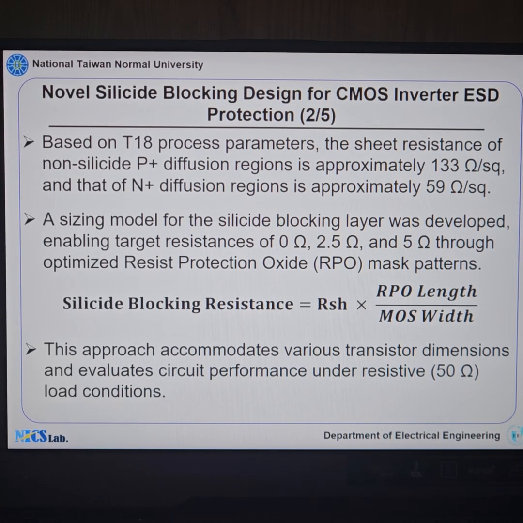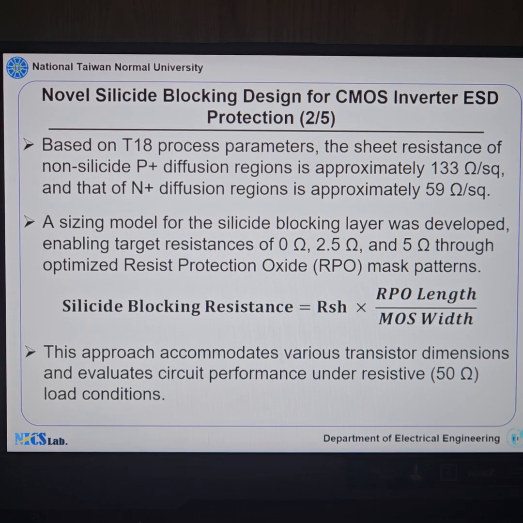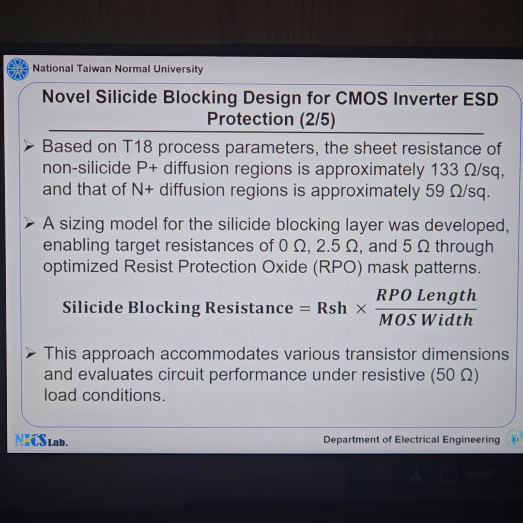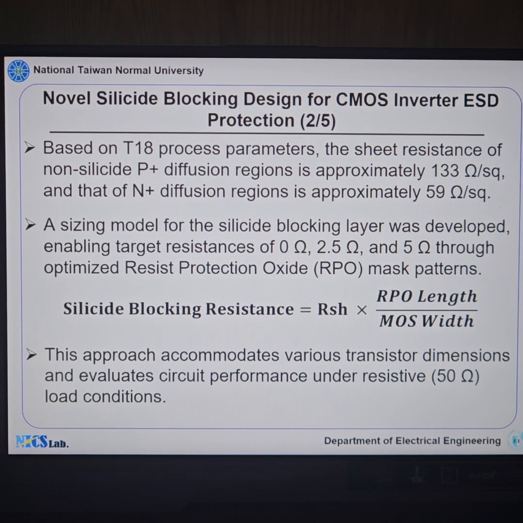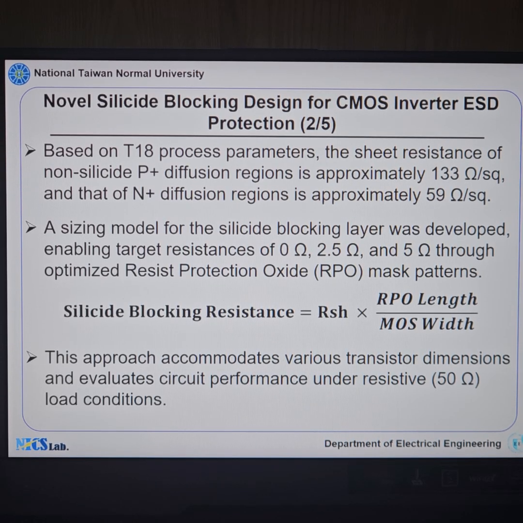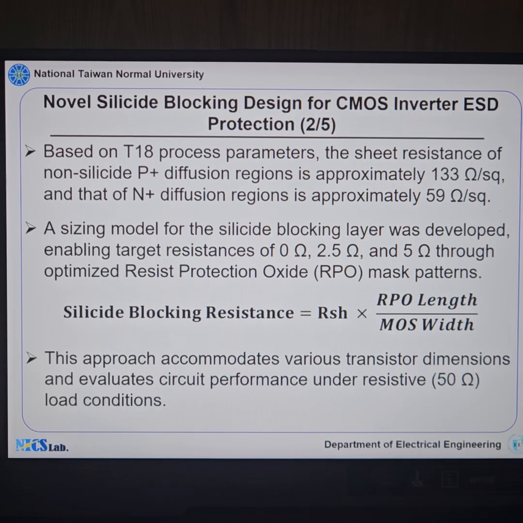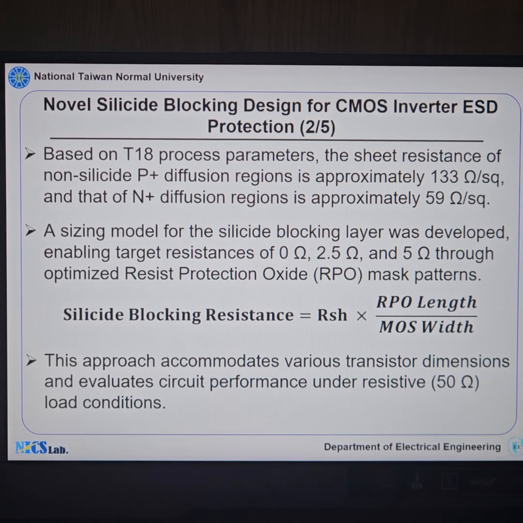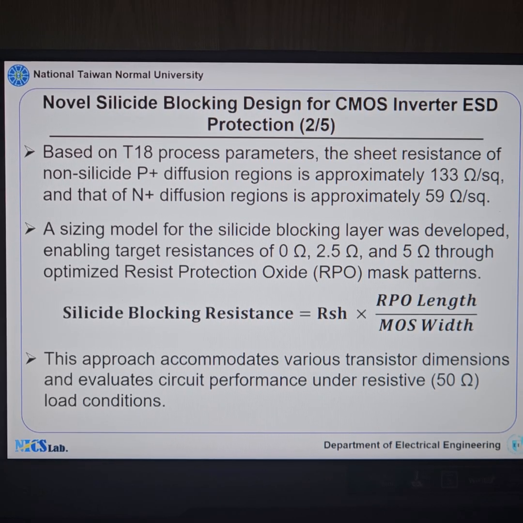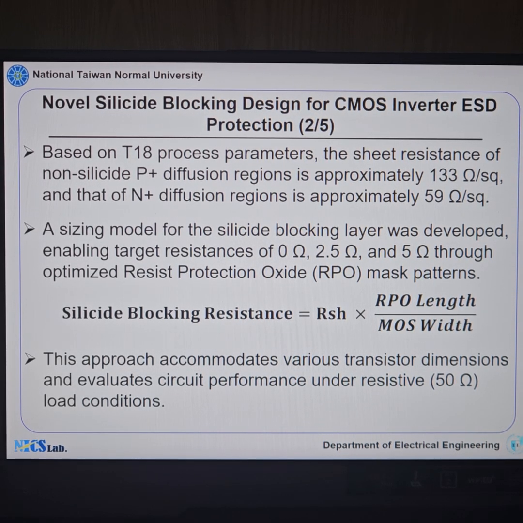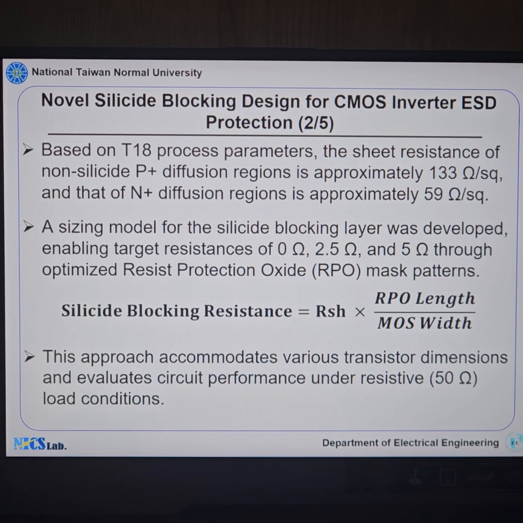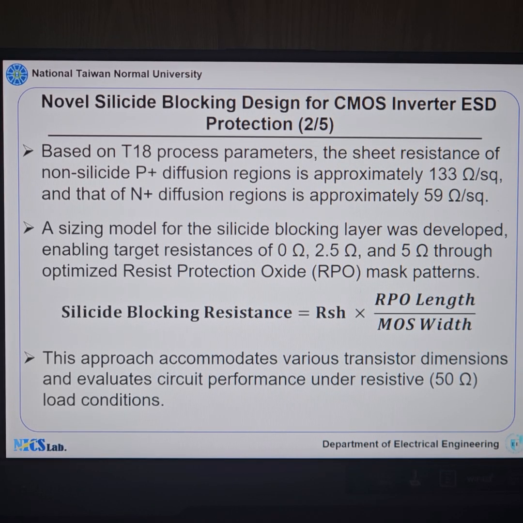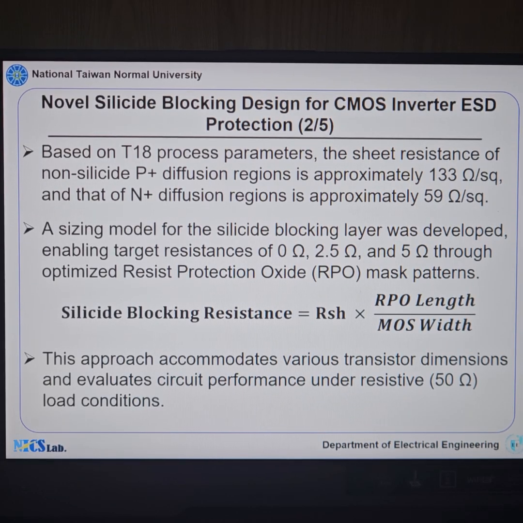Based on TSMC process parameters, the sheet resistance of the P plus diffusion region is approximately 133 ohms per square, and that of N plus diffusion regions is approximately 59 ohms per square. A sensing model from the silicide boundary layer was developed, enabling target resistances of 0, 2.5, and 5 ohms through optimized resistor protection oxide (RPO) mask patterns. Silicide boundary resistance is equal to RSH times RPO length divided by CMOS width. This approach accommodates various transistor dimensions and evaluates circuit performance under resistor load conditions.